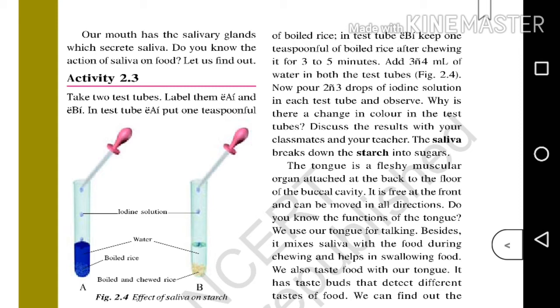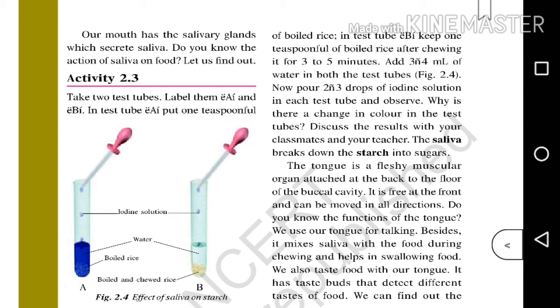So this is a simple experiment. We have to take two test tubes. Name one test tube as A and the next one as B. Then for the test tube A, we have to add boiled rice.